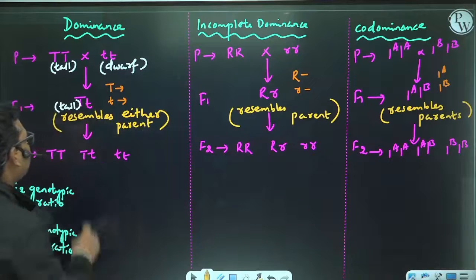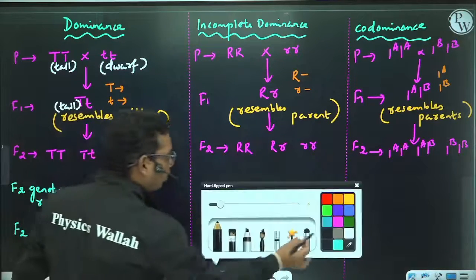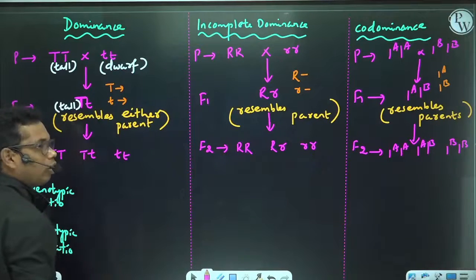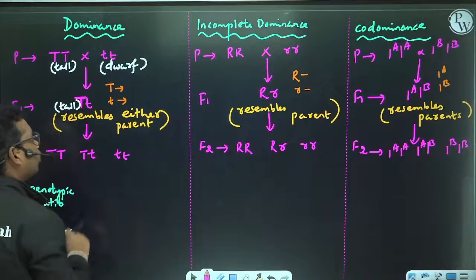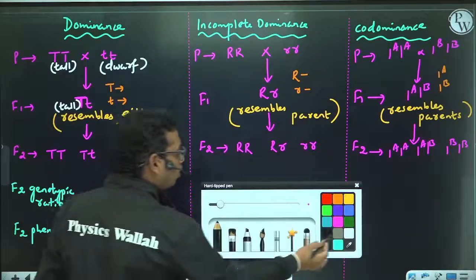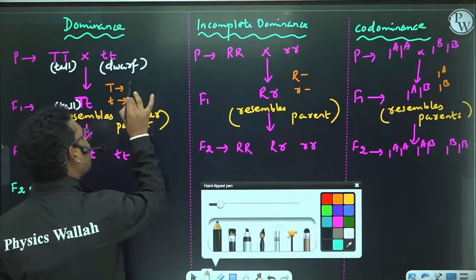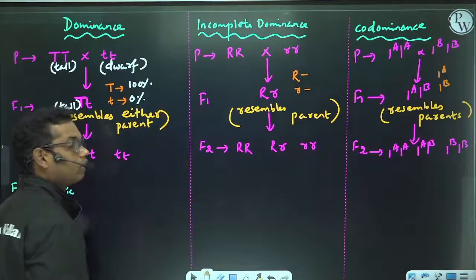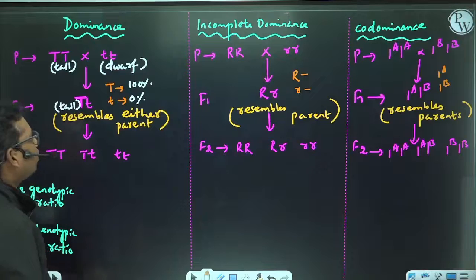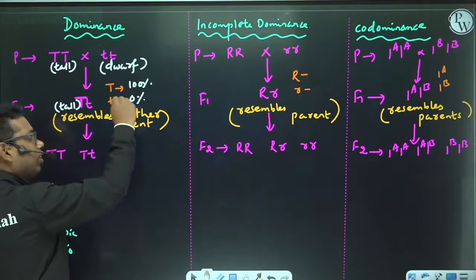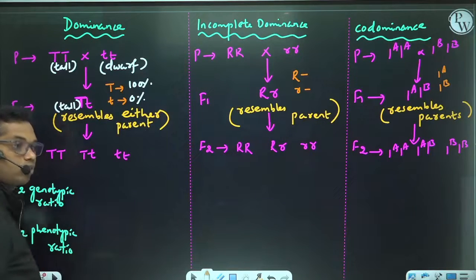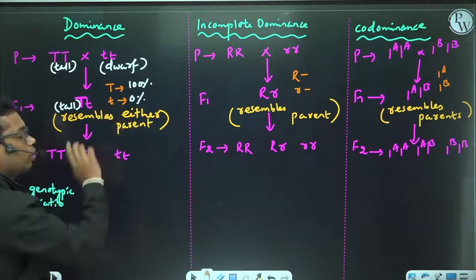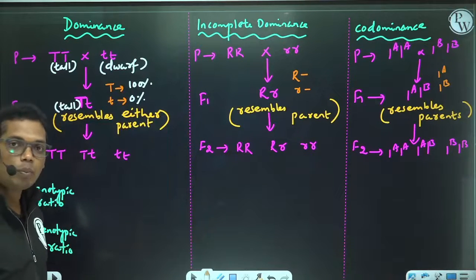Okay, and in this case you see the F1 is having capital T, small t, and the phenotype is tall. That means in this case capital T is expressing itself 100% and small t is expressing itself 0%. That means here one is expressed completely, another is expressed 0. That means I can say capital T is dominating the expression of small t, and this is called dominance.